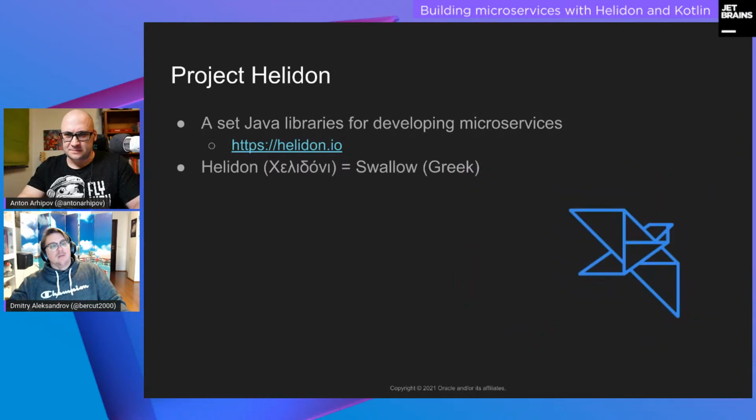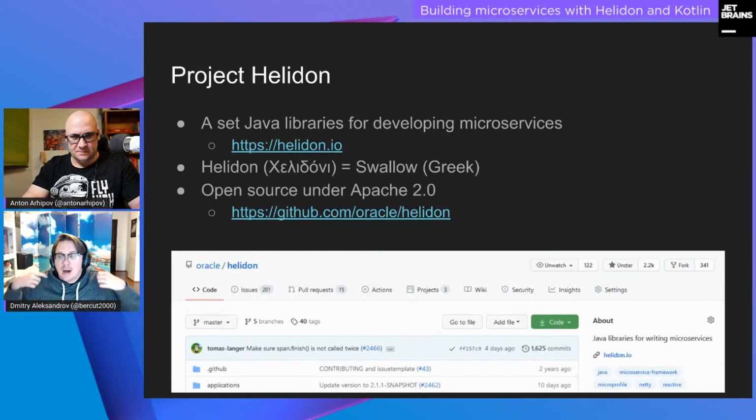You probably ask yourself what Helidon is and why you see this bird. Helidon is swallow in Greek, and I personally like this very much because every time I look at how swallows fly, it reminds me of microservices. They're very small, very maneuverable, very fast, and they live in flocks. It definitely reminds us of the microservices world. I believe the name is really chosen in a great way. An even better thing about Helidon is that it's completely open source.